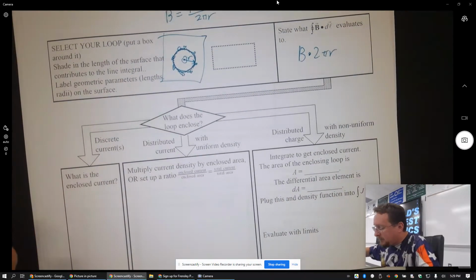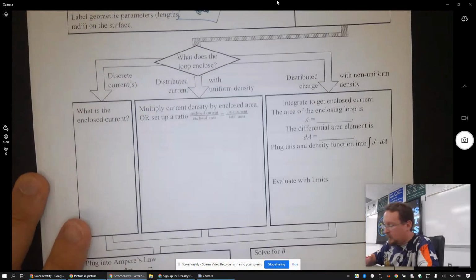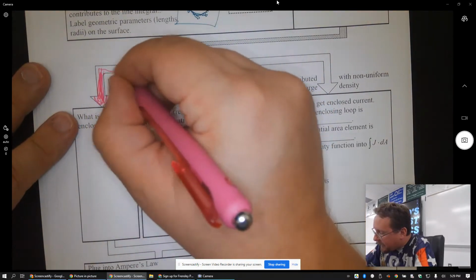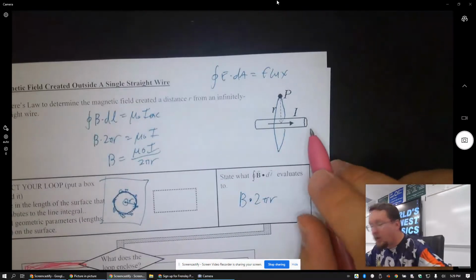The tricky part of Ampere's law is the I enclosed. What is the loop enclosing? Here it's a discrete current, a current that can be counted. Okay, let's count the currents together.